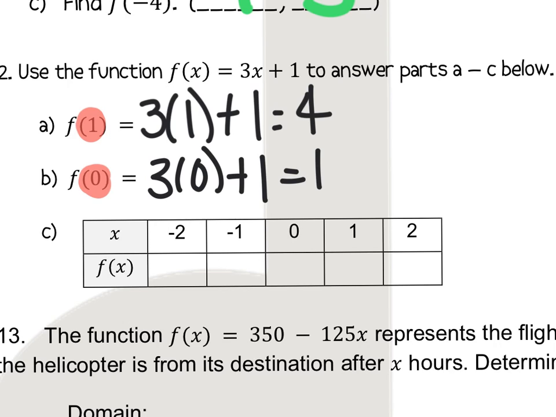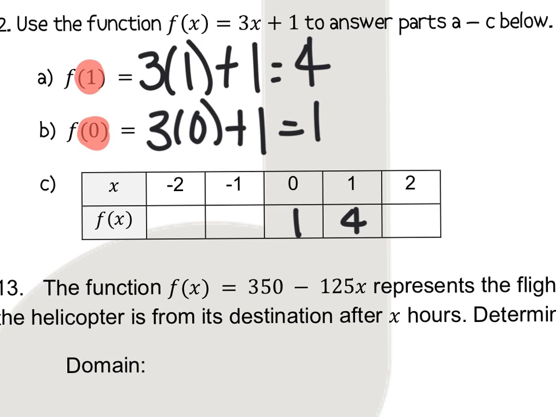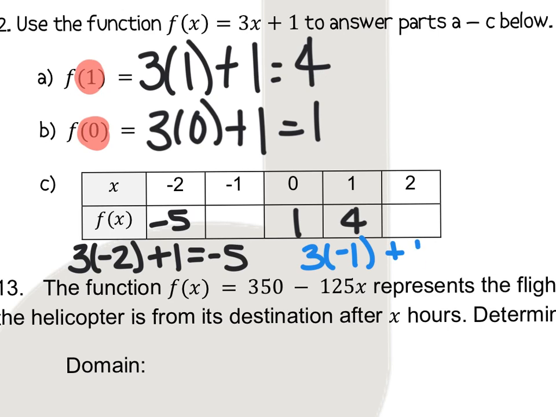And then for part C, we have a table. Well, thankfully, we already have a couple of those values. We know that if x is 1, y is 4. We know that if x is 0, y is 1. So to find y when x is negative 2, I'm just going to plug in negative 2 for x. 3 times negative 2 is negative 6, plus 1 is negative 5. And then for negative 1, I'm going to do 3 times negative 1 plus 1. 3 times negative 1 is negative 3, plus 1 is negative 2.